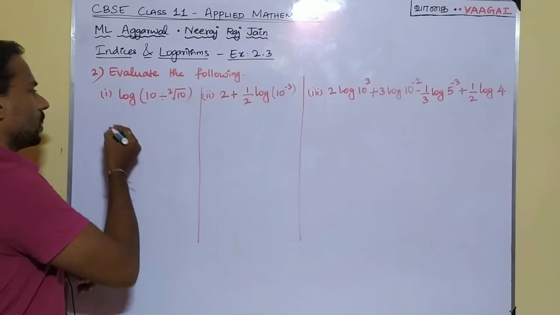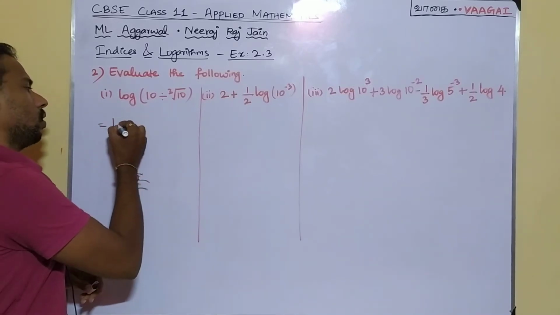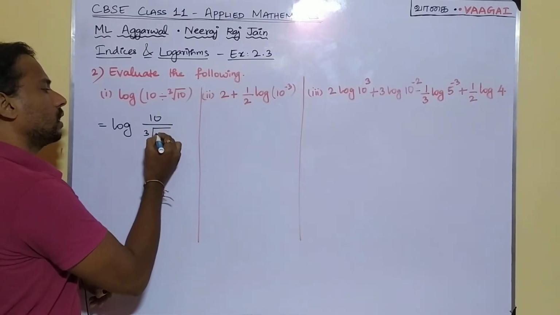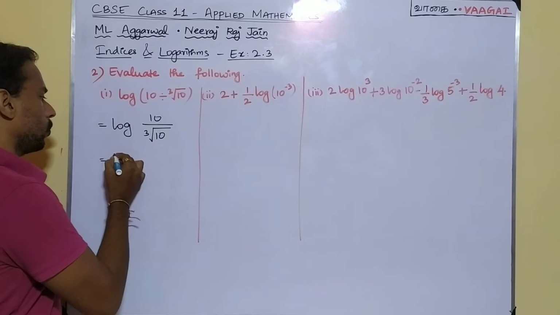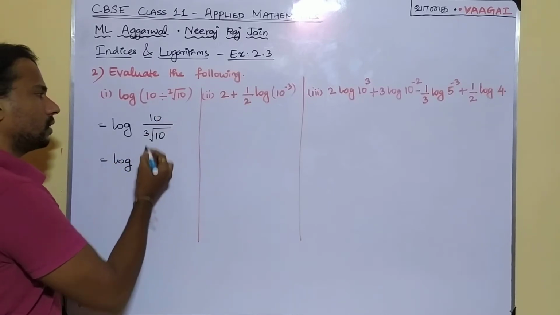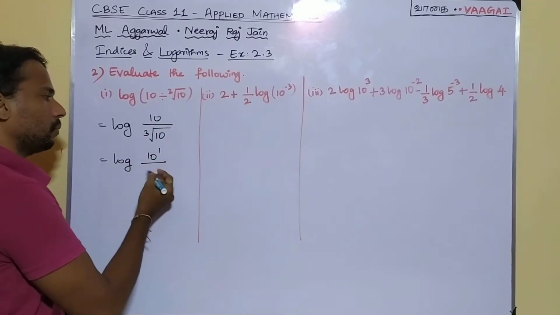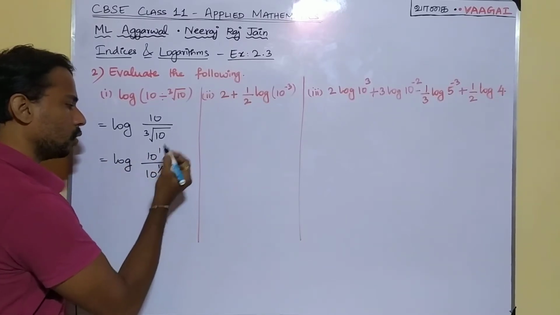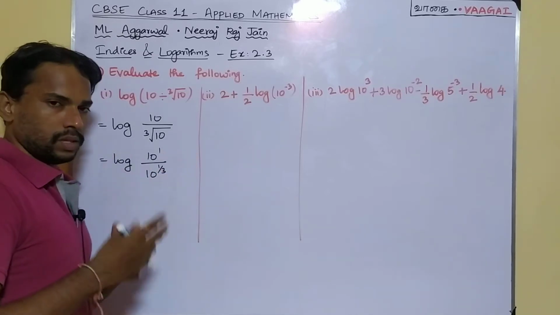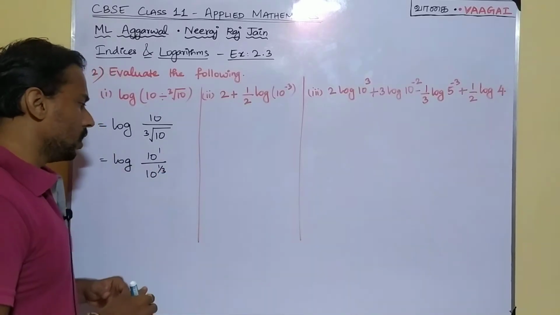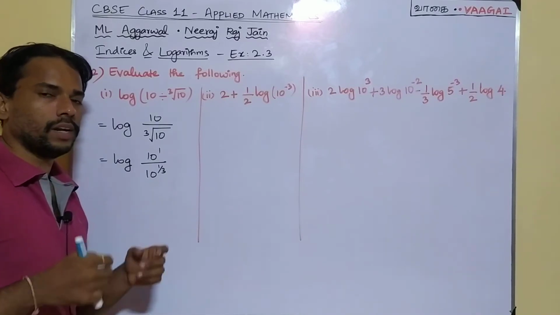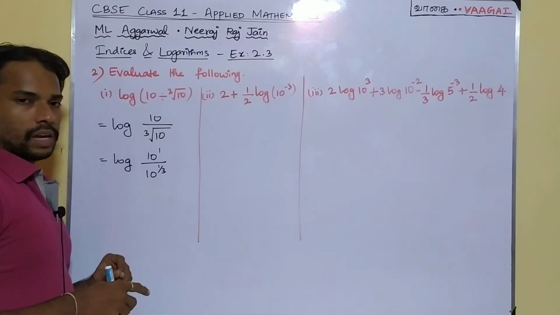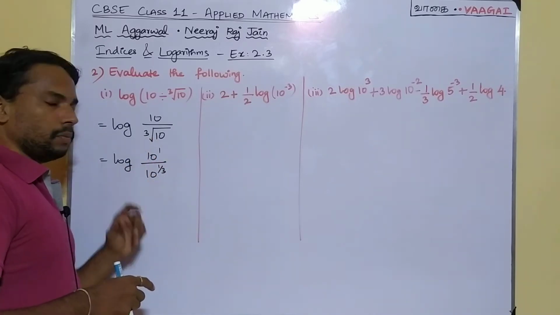Now this can be written as log of 10 divided by cube root of 10. Next, I'm going to write the cube root of 10 as 10 to the power 1 by 3. I hope you know the reason why. This follows from the laws of exponents, which we have already seen. So cube root of 10 can be written as 10 power 1 by 3.